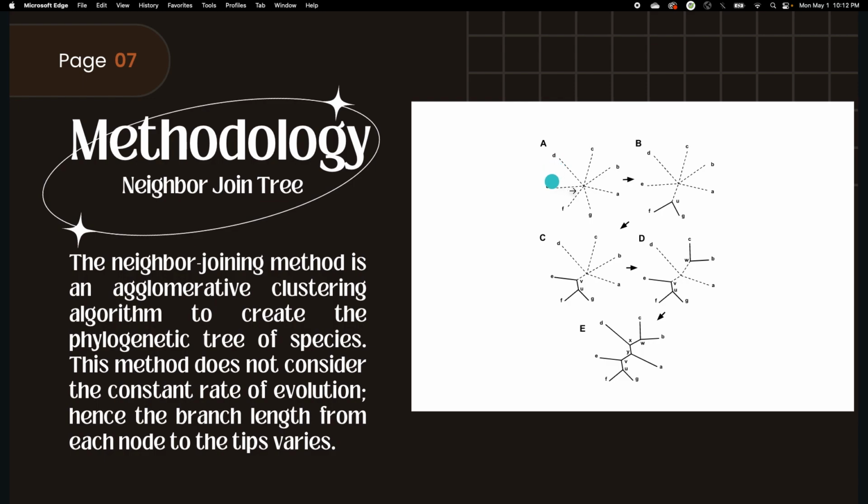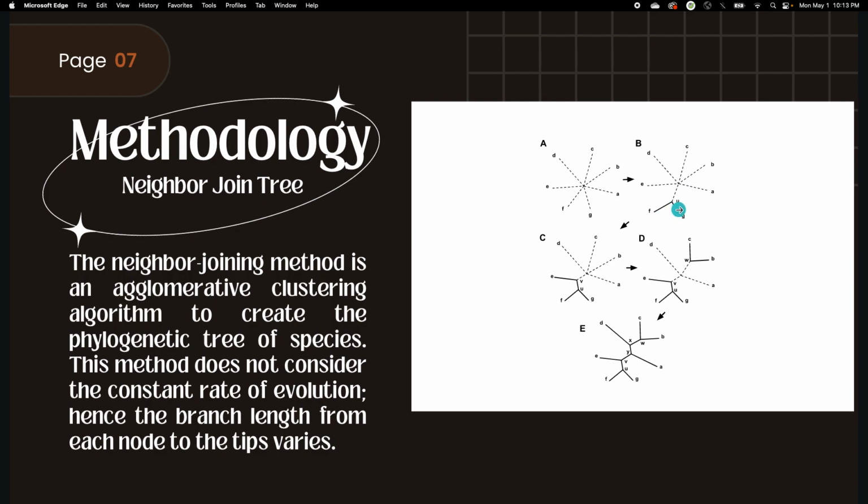These are called the taxa and this is the node. So they compute the distance from this specific node to all the taxa and see which two taxa have the smaller distance, and they find that F and G have the smaller distance. Then they are basically joined to each other.